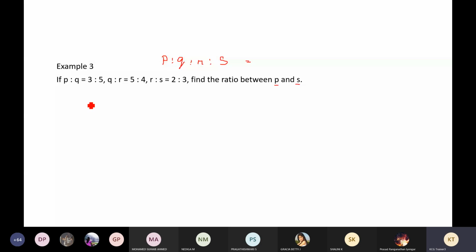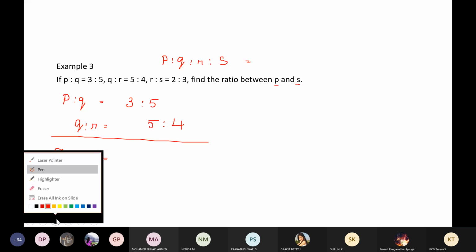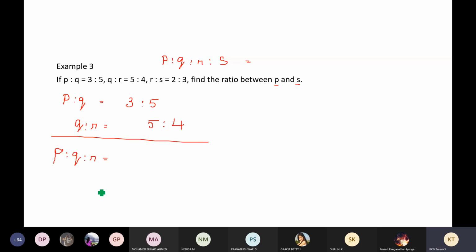Okay, so if you guys are finding it difficult, first we'll start with, see, listen, P is to Q is 3 is to 5. Q is to R, 5 is to 4. First tell me, what will be PQR? So P is to Q is to R. What will be the combined ratio of this one, guys? Tell me fast. PQR, what will be the combined ratio?